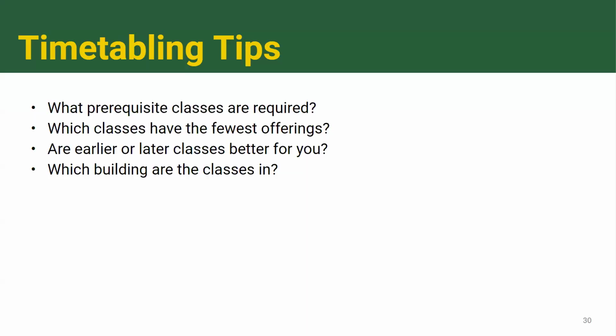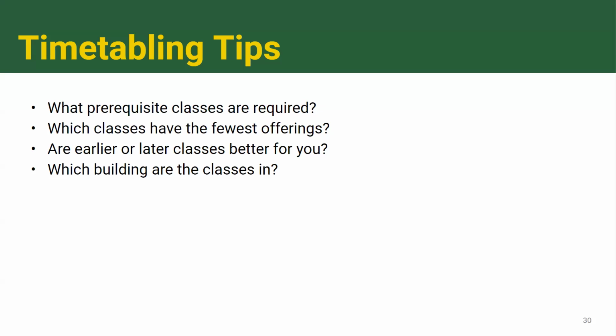Timetabling tips. These are tips to use when building your schedule. So we already talked about prerequisites. If you have a class that has a prerequisite, make sure you're enrolling in that prerequisite class in the semester before. So if you are doing, let's say, an upper level psychology class, as we saw before, you are going to want to have Psych 104 or Psych 105 in your fall semester.